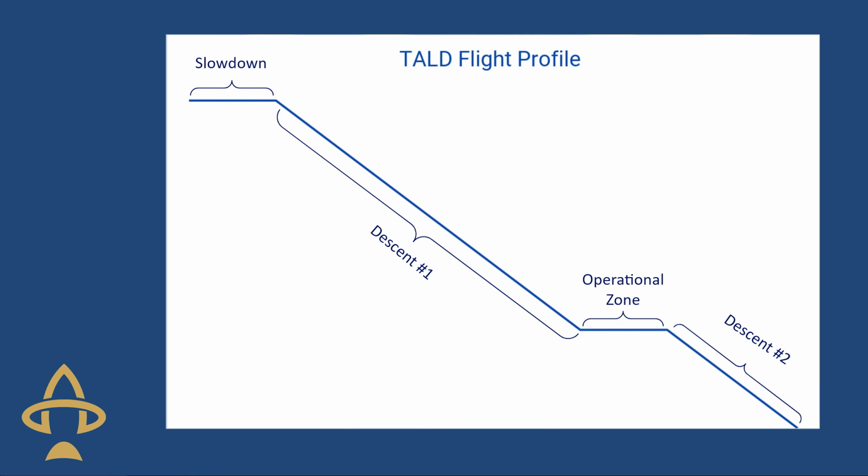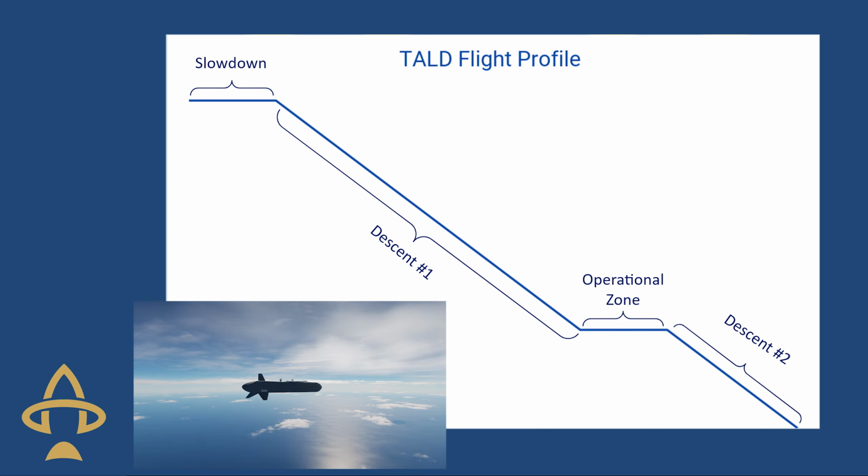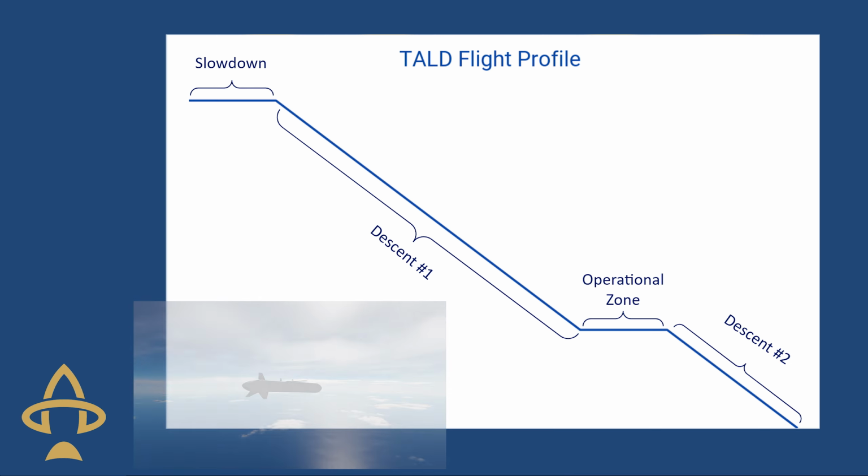Once released from the aircraft, the TALD will follow a pre-programmed flight profile depicted here. The first phase is a slowdown phase where the missile will maintain a relatively level flight while slowing down to a true airspeed of around 290 knots. However, it can vary up to 300 knots. The second phase consists of a descent, diving down at around 3,000 feet per minute, maintaining that true airspeed of about 290 knots. This is the longest portion of the flyout for the TALD.